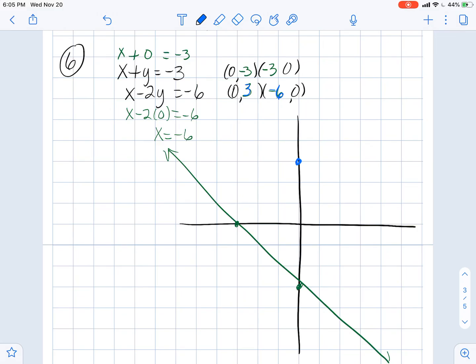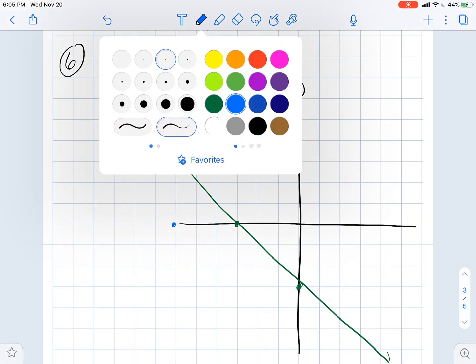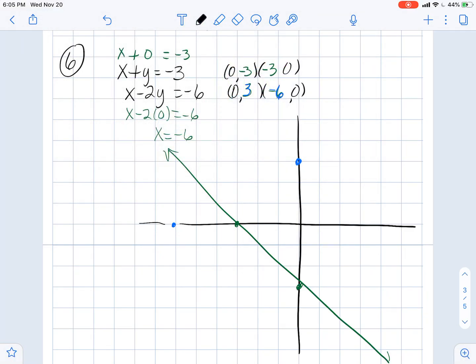1, 2, 3, 4, 5, 6. -6, 0. Extend my line a little bit. Okay, and now we're going to graph those points. And again, you can see right there's where it crosses. And 1, 2, 3, 4. -4, sorry. 1. Okay, so final answer. And again, you could check it.